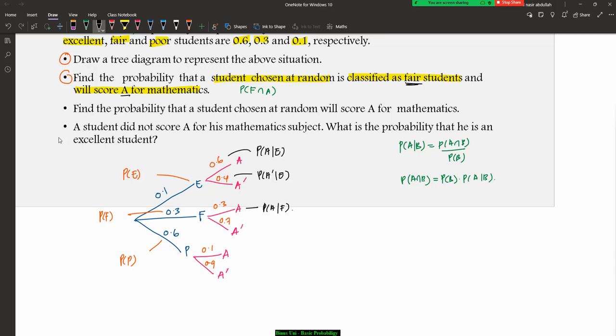If you want to find probability of A given F, let's expand this one. Probability of A given F is probability of A intersect F divided by probability of F. So A intersect F should be probability of F multiplied by probability of A given F. So you just take the value 0.3 multiplied by 0.3. So it should be 0.9, is it?